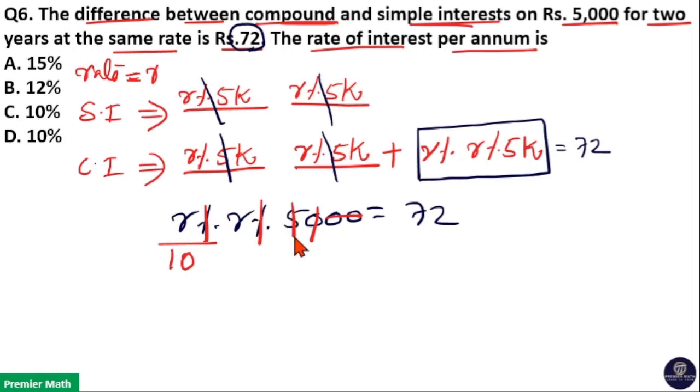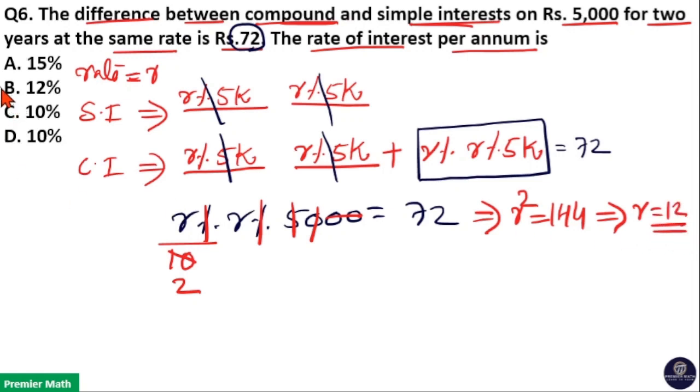So this 5 goes 2 times in 10. Then R square by 2 is equal to 72, which means R square is equal to 72 into 2, that is 144. If R square is 144, that means R is equal to 12. That is R is equal to 12%. Option B is your answer.